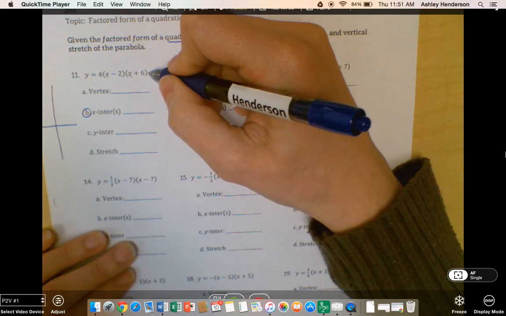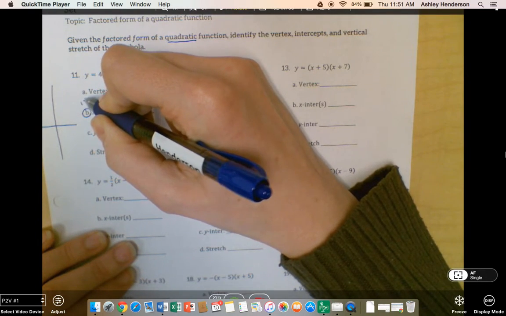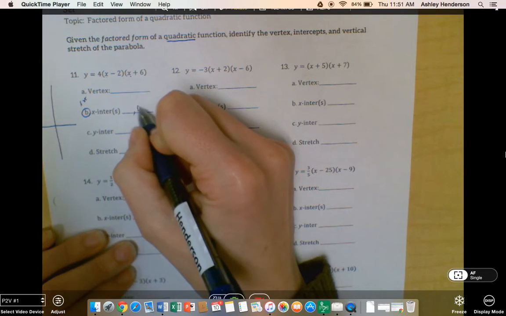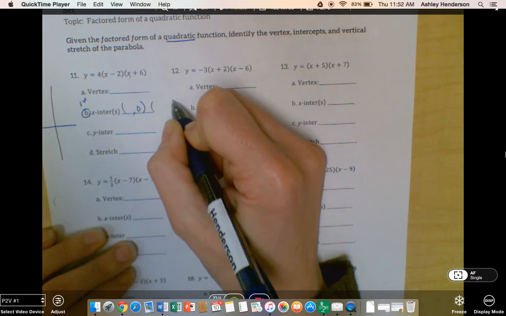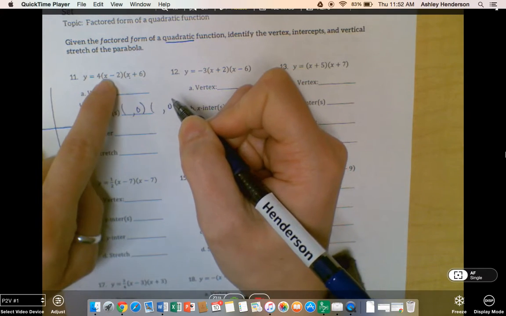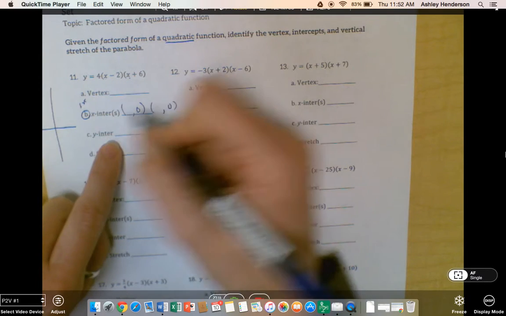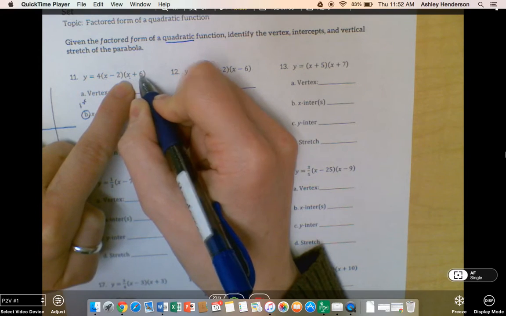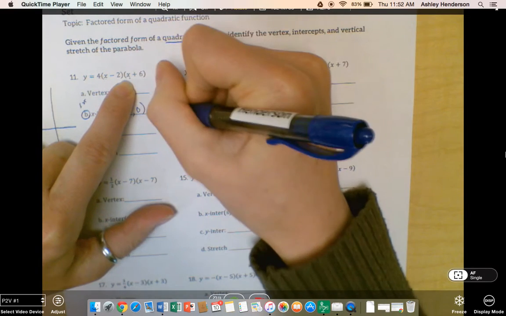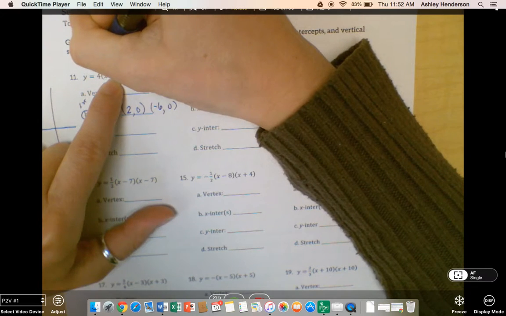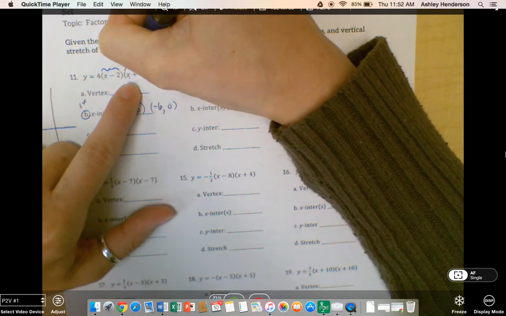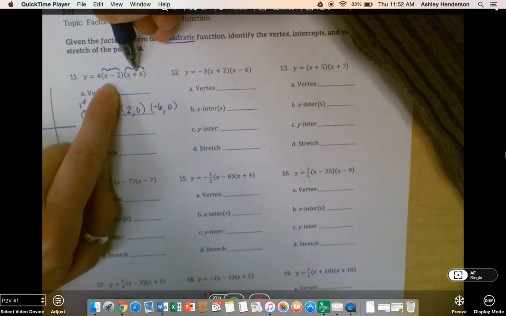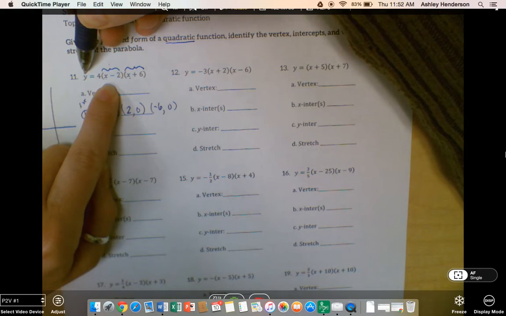So before I go anywhere else, I'm going to quickly figure out what my x-intercepts are. So what does x have to be to make my y be 0? Well, if x were positive 2, then 2 minus 2 would give me 0. And if x were negative 6, then negative 6 plus 6 would also give me 0. So remember, if this is 0 or this is 0, then the whole output will be 0.